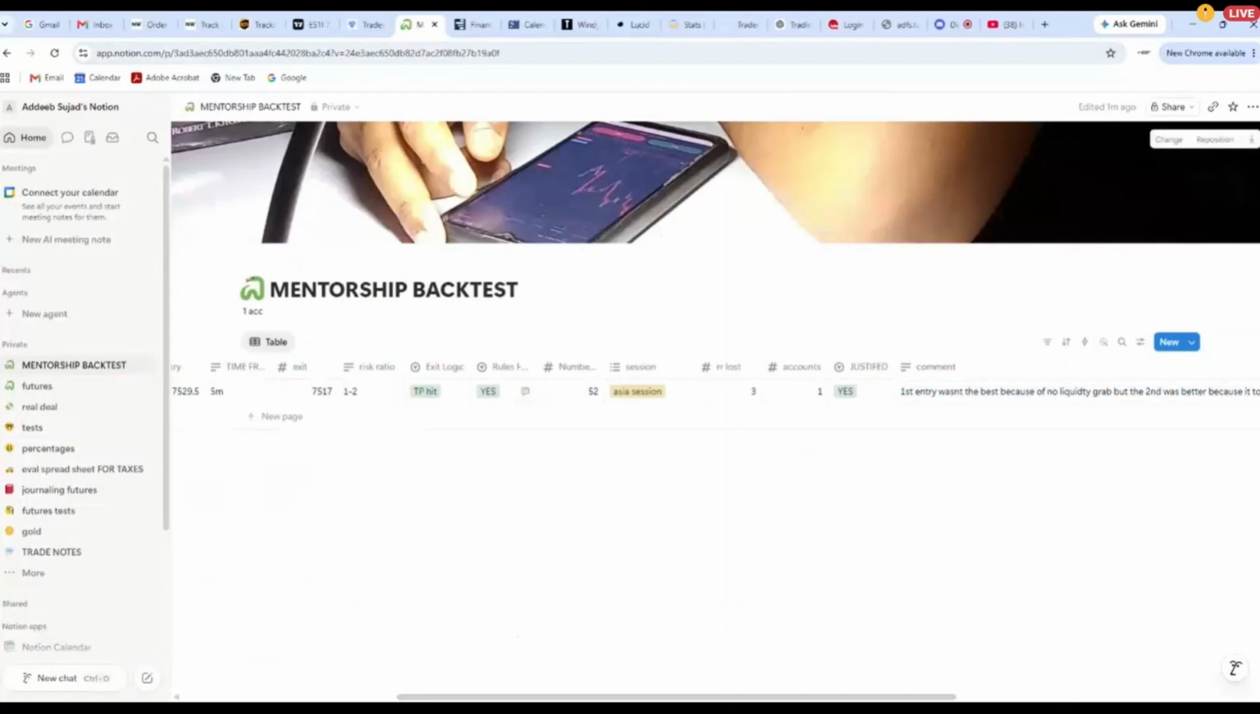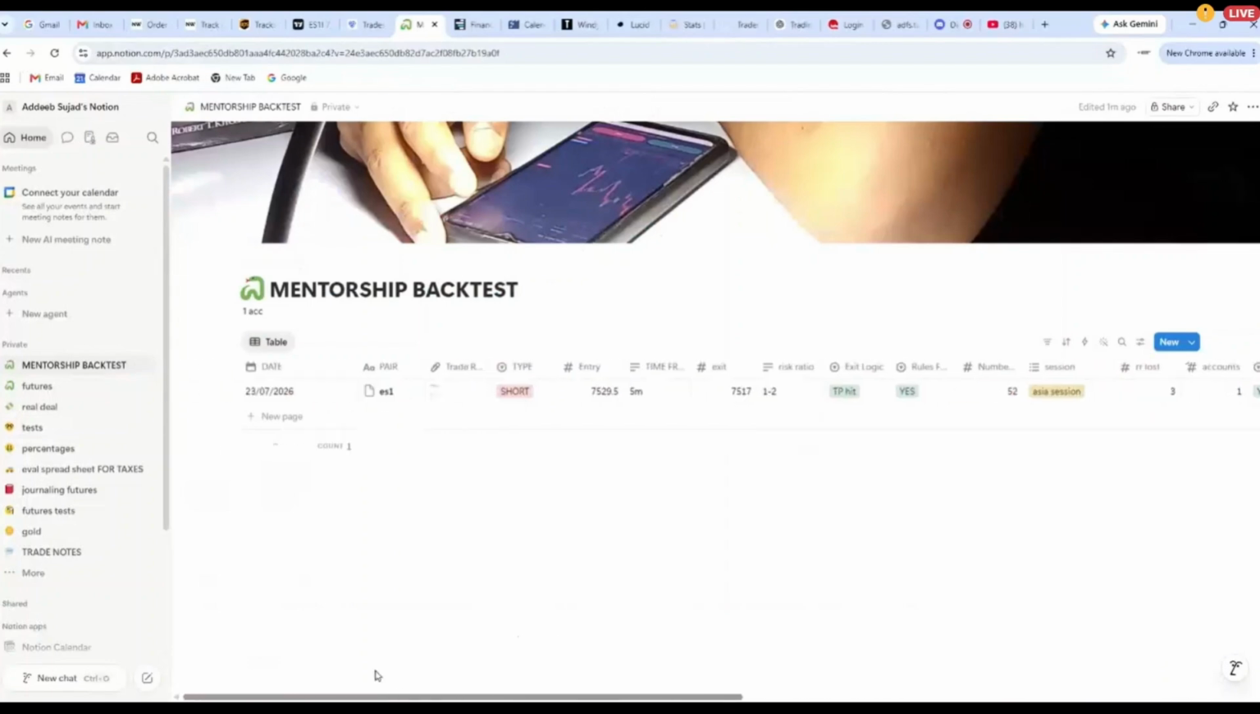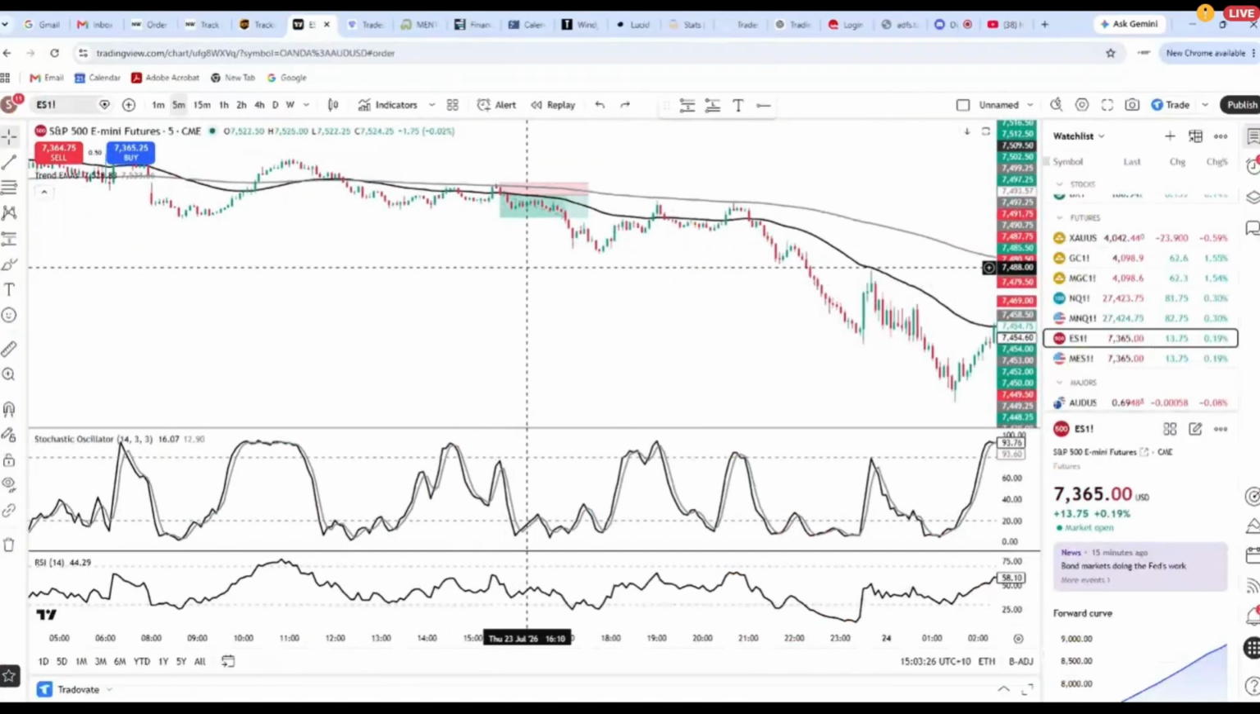And all you do is that's one backtested trade, and it's easy as that.